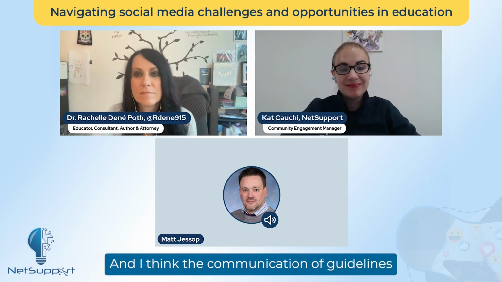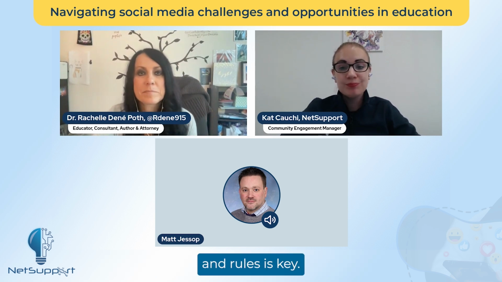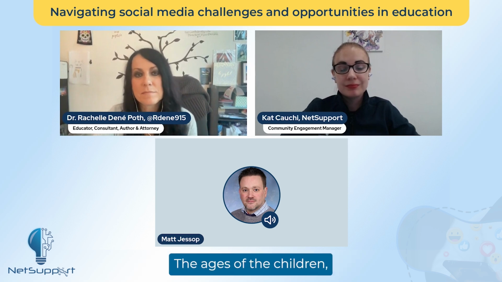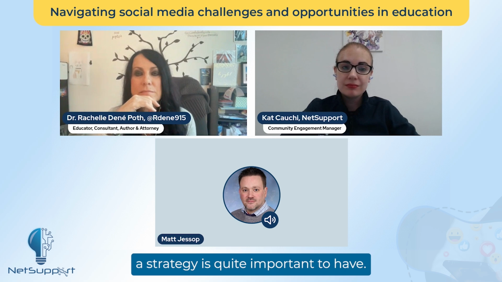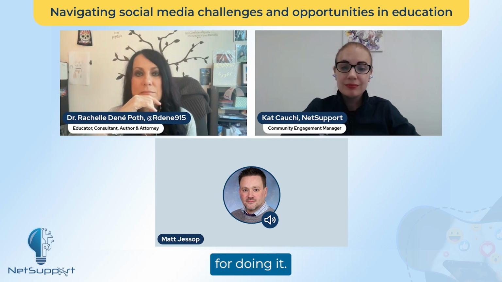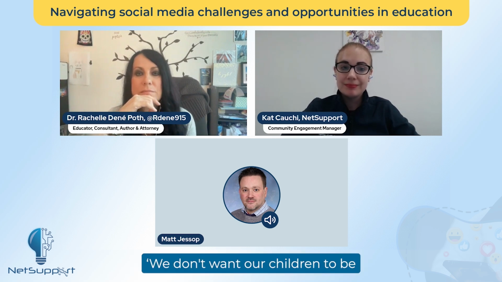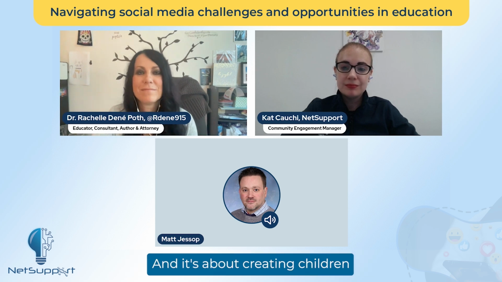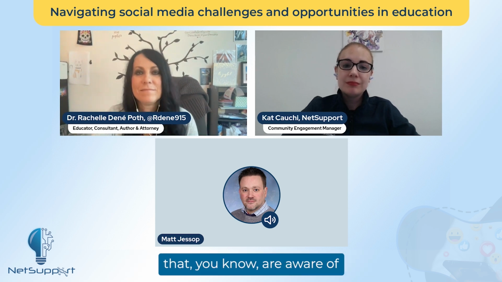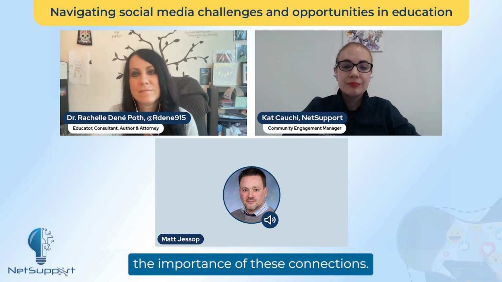I think communication of guidelines and rules is key. Permissions, again, come into it for the ages of the children, if we're sharing images or work. I think a strategy is quite important to have. You've got to have a justification for doing it. And certainly we get families saying, we don't want our children to go on the internet. Why are you doing it? And it's about creating children that are aware of the importance of these connections.